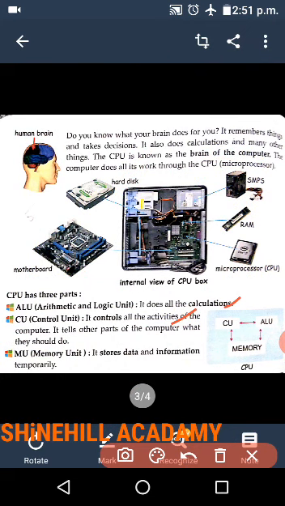The next part is memory. It stores data and information temporarily. The memory unit stores data and information temporarily. We will now read about these parts by using one simple video.